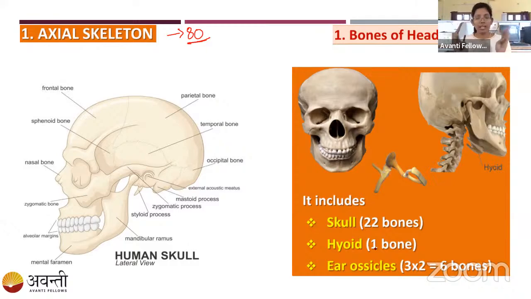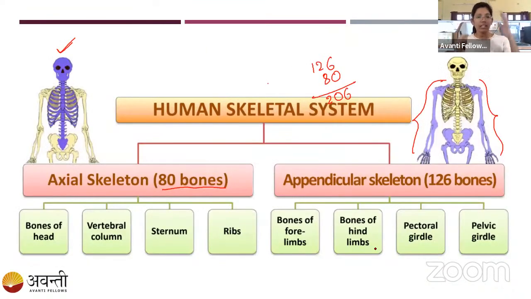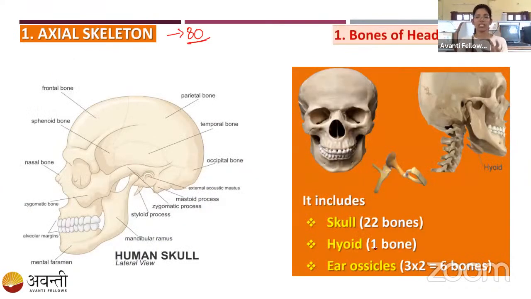So the axial skeleton has the head bones, vertebral column, sternum, and ribs. Remember this: head bones, vertebral column, sternum, and ribs. In the head, a total of 29 bones are there. The skull has 22, the hyoid has 1, and the ear ossicles, each ear has 3, total 6. Total is 29.